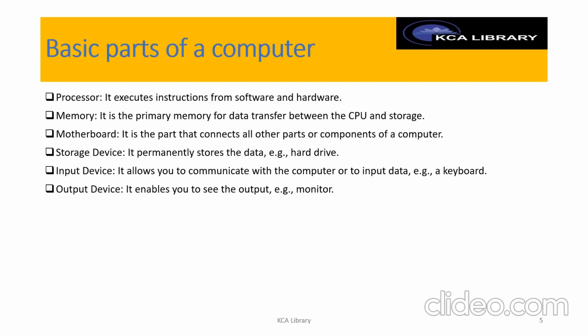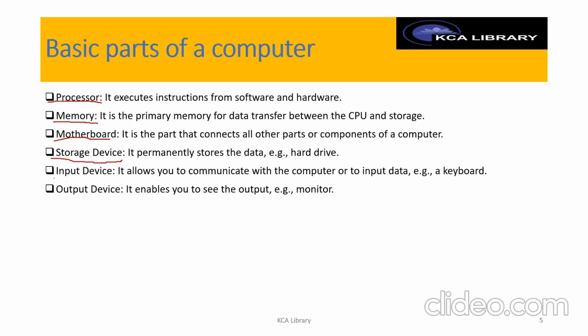So let us look at the basic parts of a computer. We have the processor, which executes instructions from a software. Okay, so a processor executes those instructions to give to a computer. We have a memory, which is used for storing data. We also have the motherboard. This is a part that connects most of the computer components, the ports and many other things. The CPU. We also have a storage device, which permanently stores data, for example, on the hard drives.